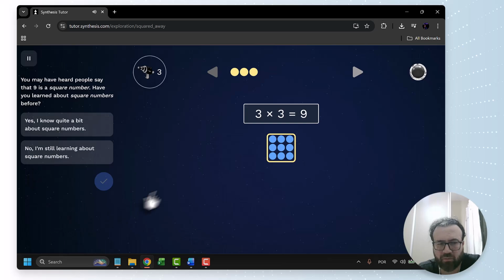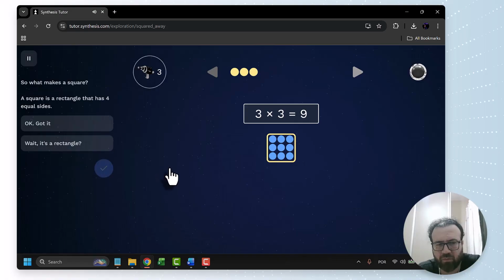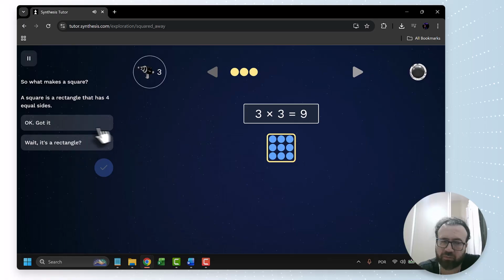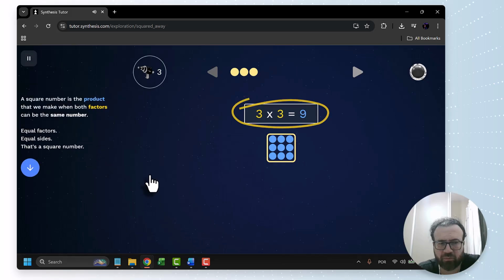You may have heard people say that 9 is a square number. Have you learned about square numbers before? No problem. We'll get this topic squared away together. So what makes a square? A square is a rectangle that has 4 equal sides. And what makes a square number? A square number is the product that we make when both factors can be the same number. Equal factors, equal sides. That's a square number.